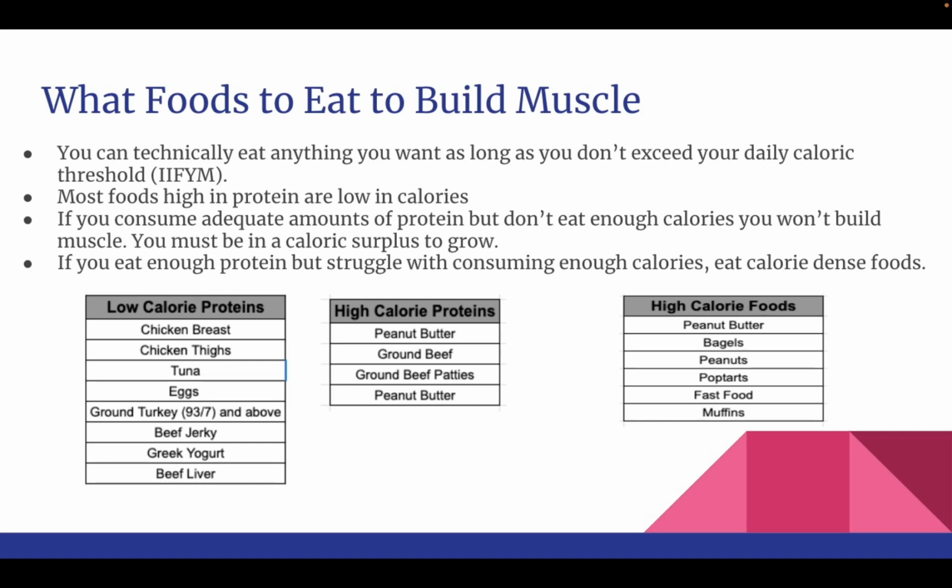I personally like bagels with peanut butter on them because one bagel has about 300 calories. You can add about 3 servings of peanut butter on one bagel. Right there, that's like 780 calories. Peanuts have lots of calories. A box of Pop-Tarts, that's 400 empty calories right there. Fast food is an option, assuming it doesn't exceed your caloric threshold for the day. And muffins, hell, a large muffin has over 500 calories. So you really should not have a problem eating enough calories as long as you eat these calorie-dense foods.